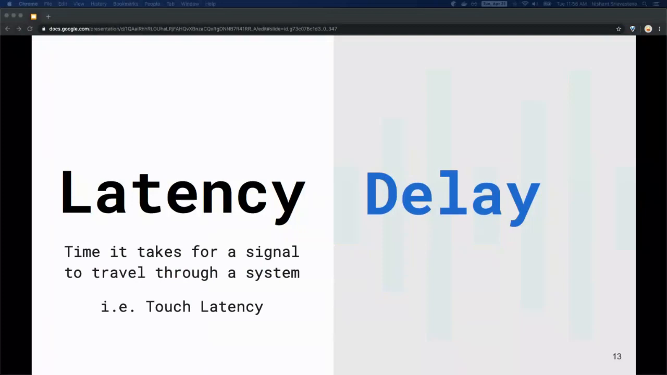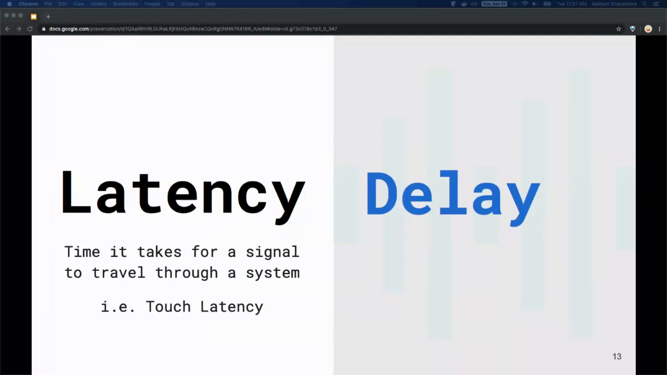A good example is touch latency, as we call it. When you touch your smartphone, the amount of time it takes for you to touch the screen and then for the signal to go into the device and be registered as a touch to generate feedback is your touch latency. That's the amount of time it's taking.